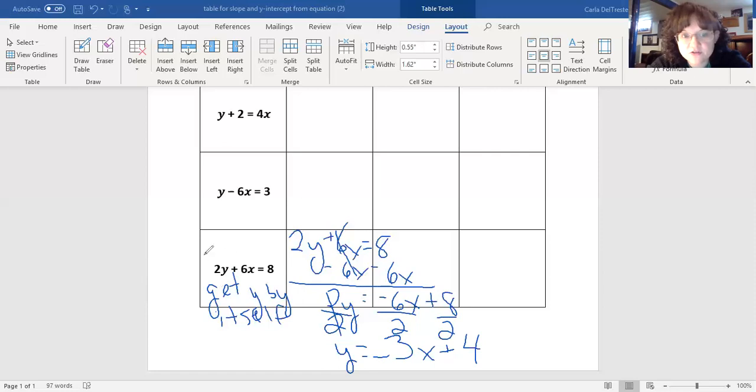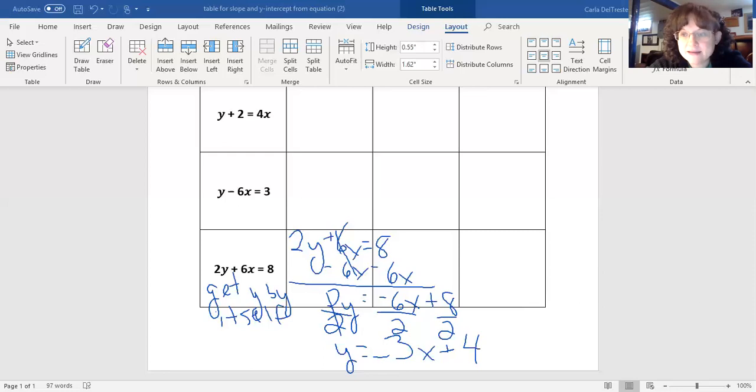Remember, the definition of a linear equation, a linear formula, a linear function, whatever you want to call it, is that the y and x variables only have one as an exponent. So I knew that this was going to be able to be written as y equals mx plus b, because I know it's going to be linear. So I got my answer. It's going to be y equals negative 3x plus 4.